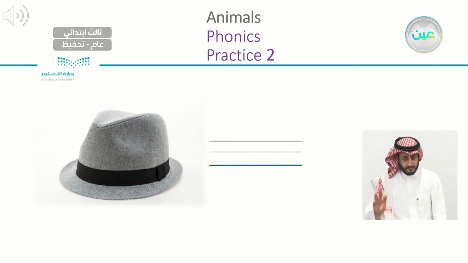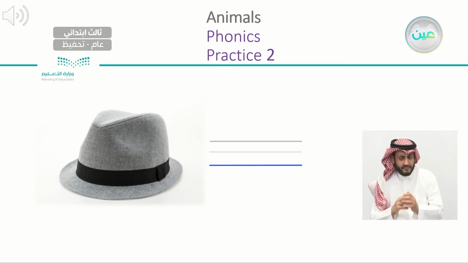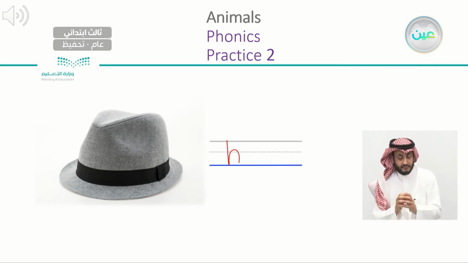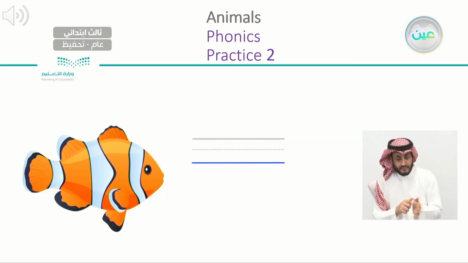Number 6. Hat. What letter makes the h sound? The letter H. Excellent. At. We add an A and a T. Hat. And here we have Number 7. Fish.